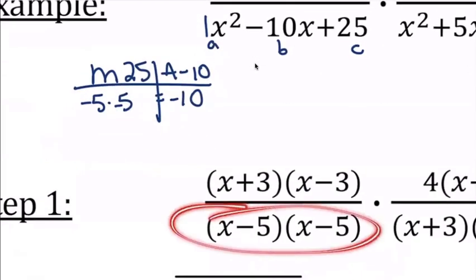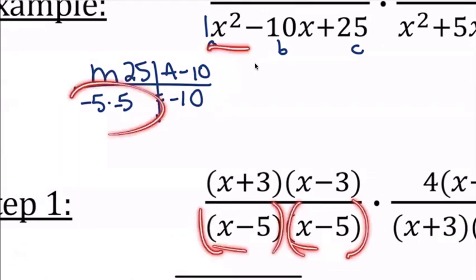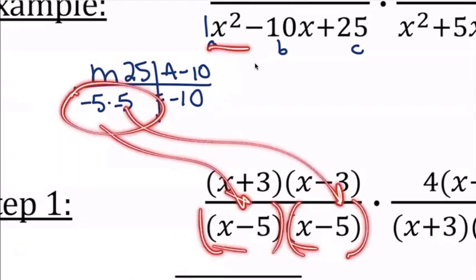Remember, if it's just a 1x squared like this one, we can just automatically break it into our two factors like this. Have an x in the front because the only way to get x squared is x times x. And then put our numbers from our multiply add chart at the back.